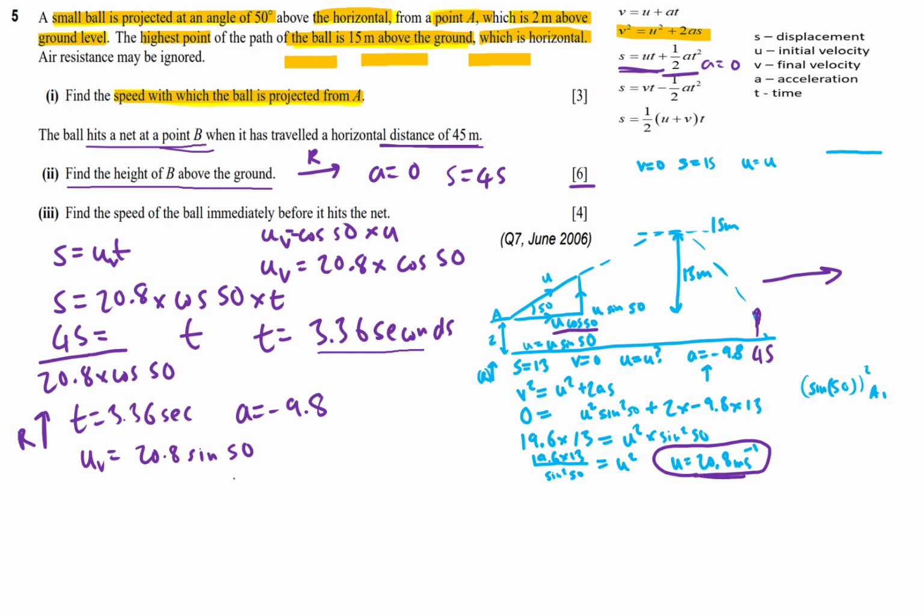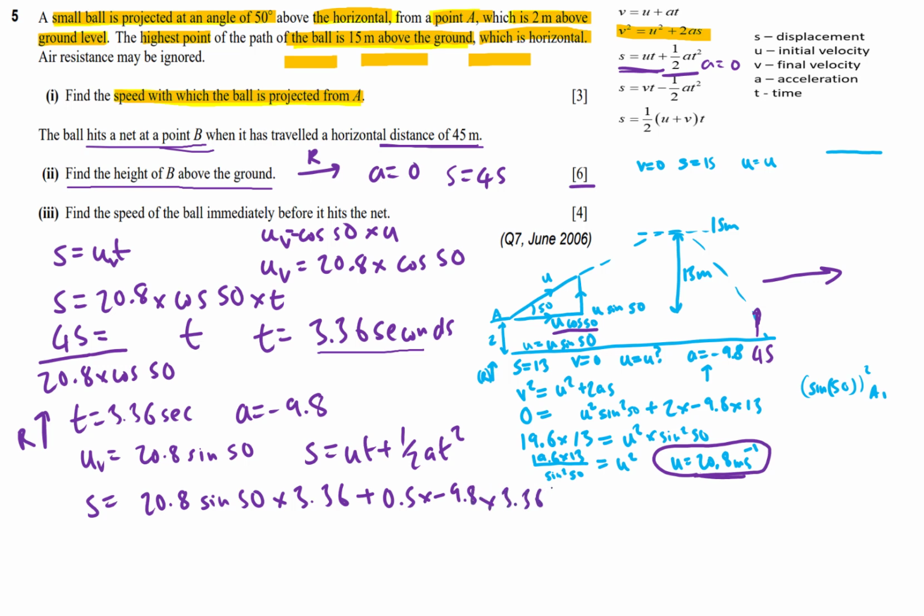Because we need the height. So once again we must use s = ut + ½at². So we're going to get s = 20.8 sin 50 times t, which is 3.36, minus, well really it's plus 0.5 times minus 9.8 times 3.36 all squared.